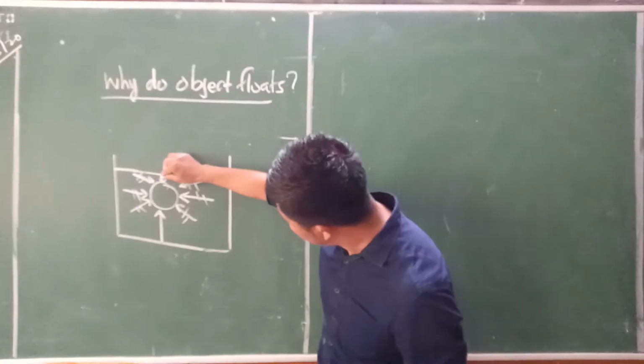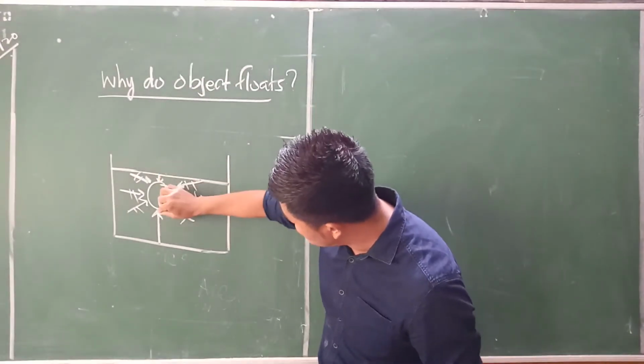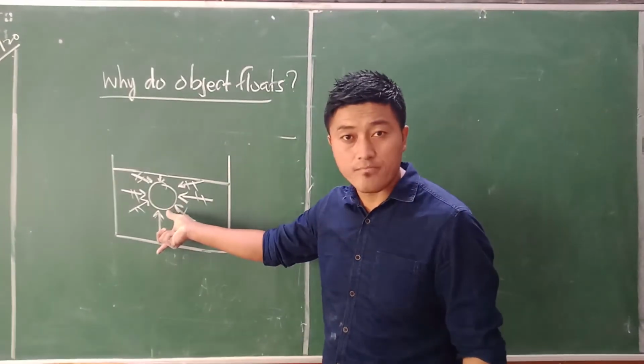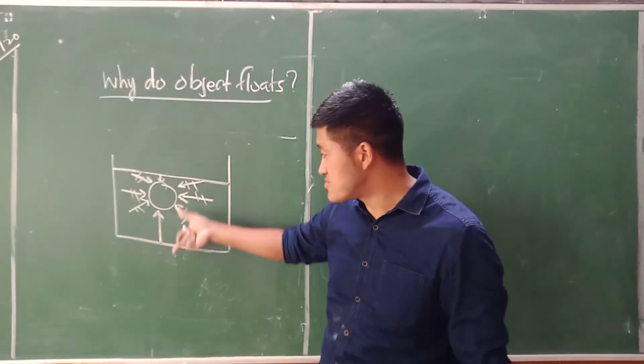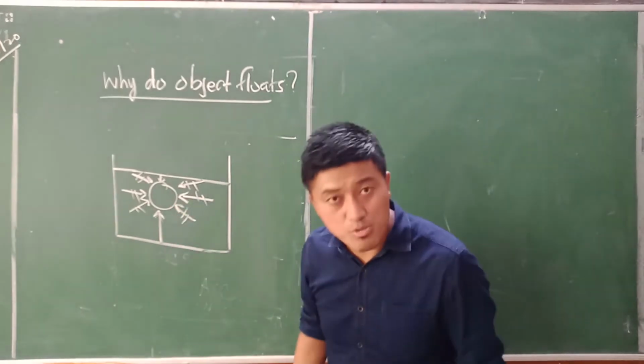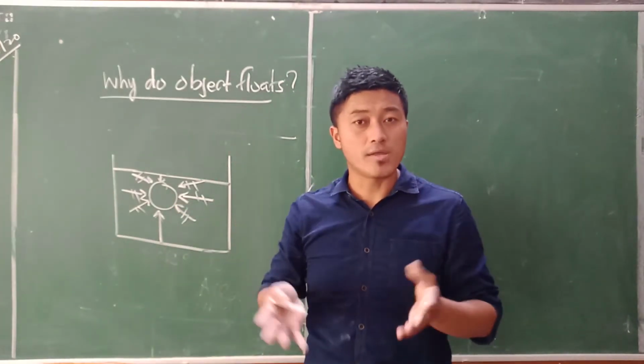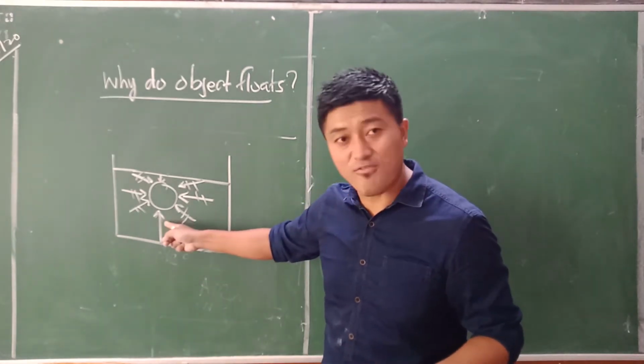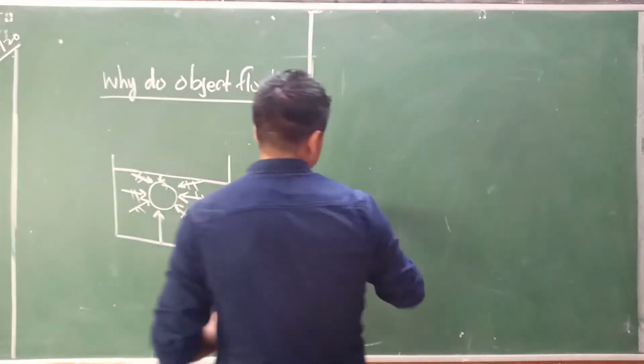But if you look at this force here, that is the smaller one, and the bigger one here, that is the lower one. This is very high, whereas this is very less. Which is why they push the object up. That is why the object floats. Is that clear? Now if you look at this particular force here, I'm going to write here.